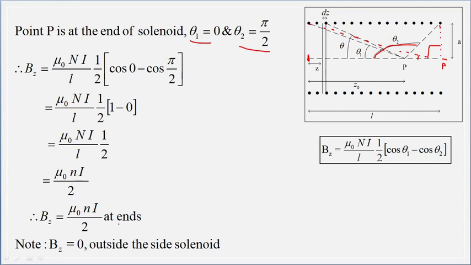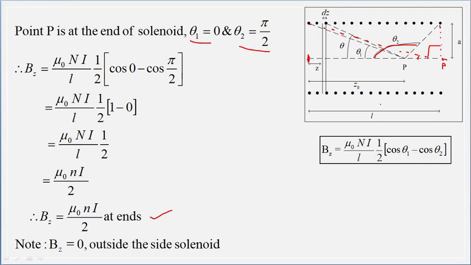So at the ends, this formula you have not derived in your lower class; you have found only the magnetic field inside. And it is not mu naught ni, it is mu naught ni by 2. Either at this point or at this point, the magnetic field will be mu naught ni by 2.